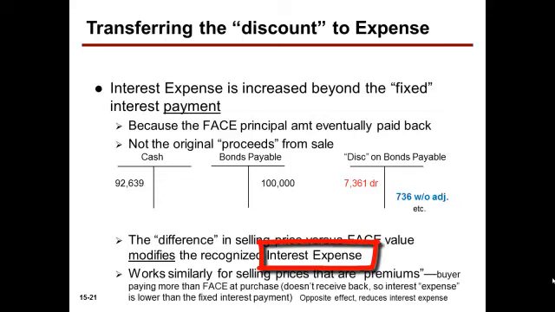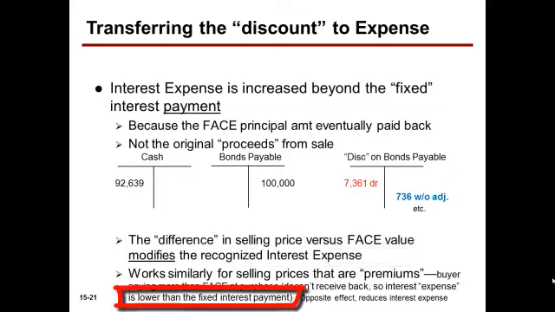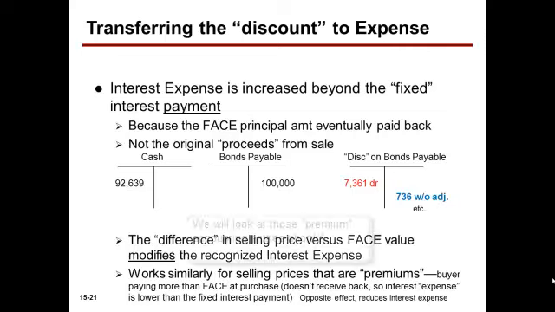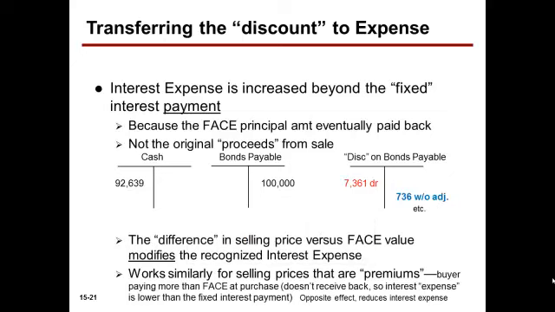Now, this works similarly for selling prices that are premiums, where buyers are paying more than the face value at purchase. They will not receive that premium back, so interest expense is lower than the fixed interest payment. Just an opposite effect, reducing interest expense. At maturity time, the contract obligates the issuer to pay back the maturity value, not an amount they received in excess of that maturity value, not a premium. That premium will decrease interest expense, and we'll show that in a later example.